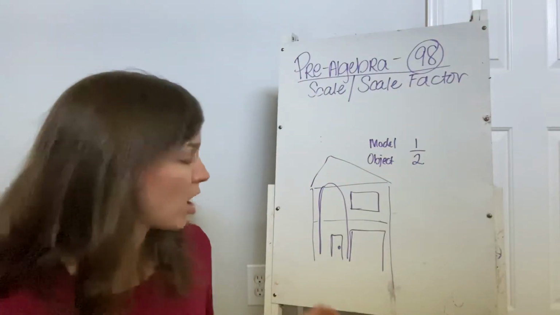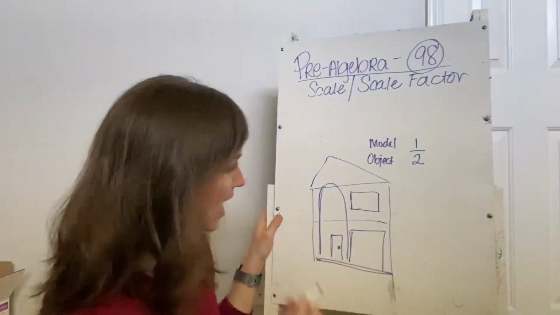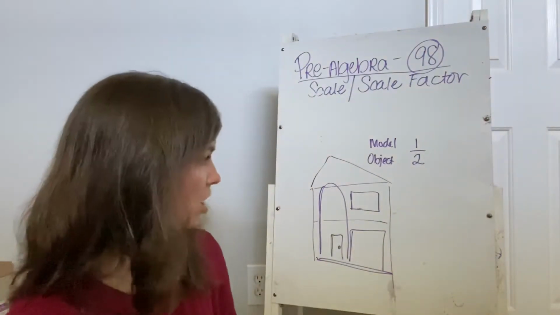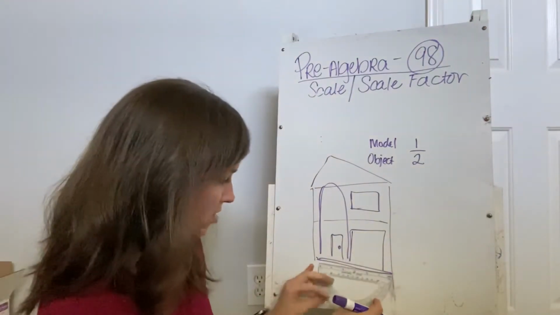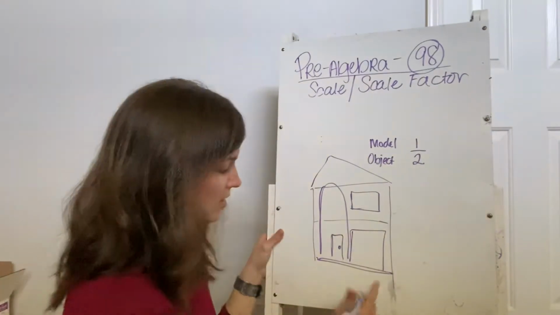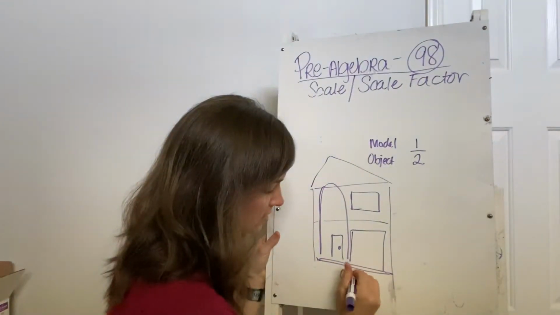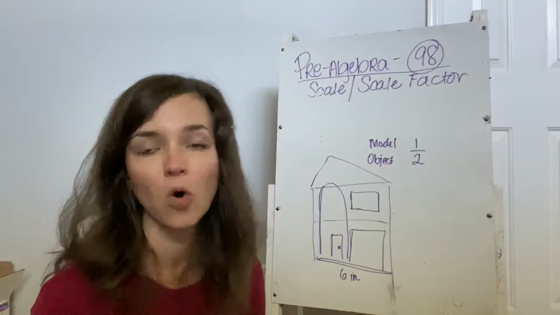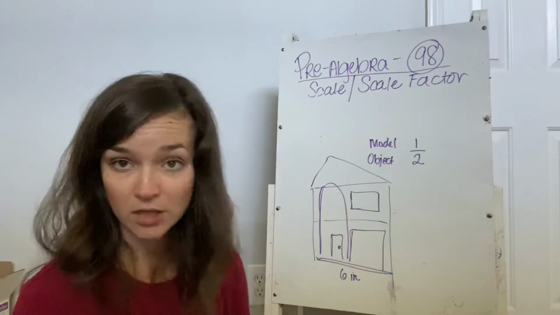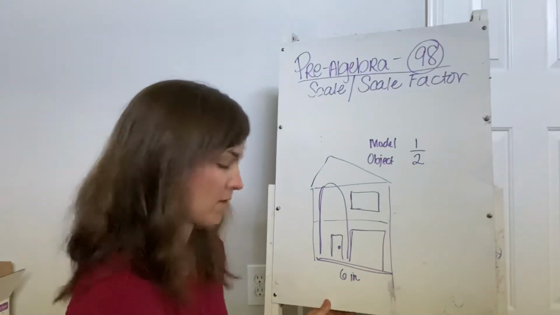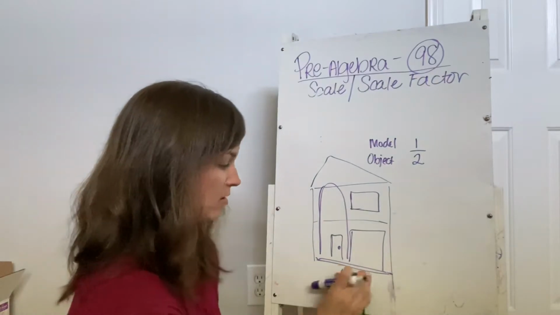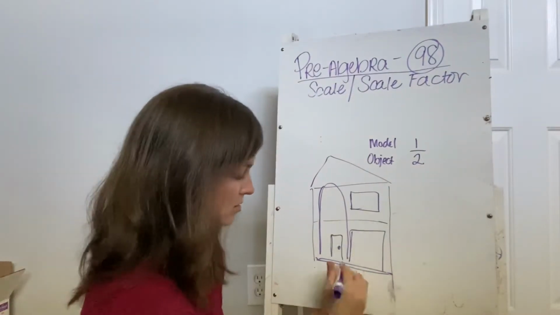So if I were to draw my house and say, on this picture, this distance down here is approximately 6 inches, which is also half a foot, it might make more sense for me to write that as 0.5 feet.